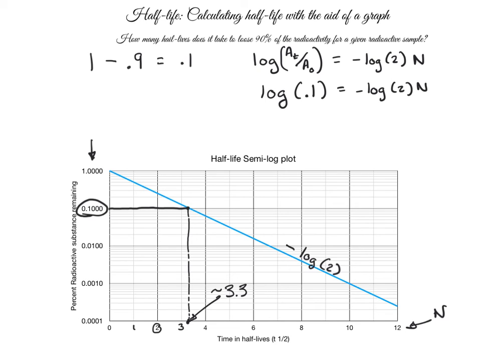So if the half-life were something like 8 days, then the time would be something like 8 days times the number of half-lives, which is 3.3 as determined by the graph. And 3.3 times 8, that's going to be 26.4 days. So this would be an example of getting the time given the number of half-lives that we found from the graph.